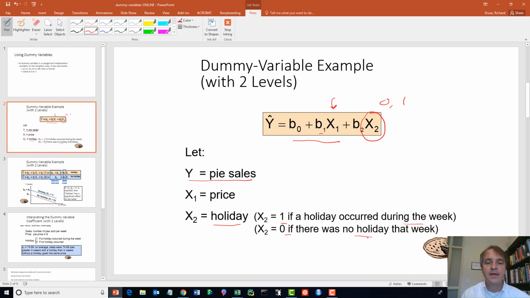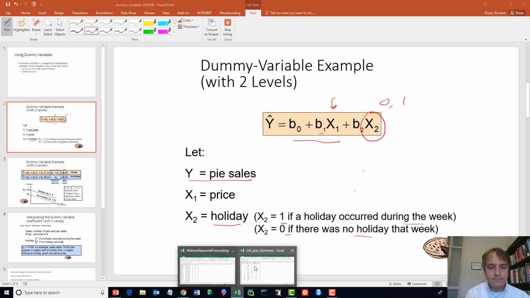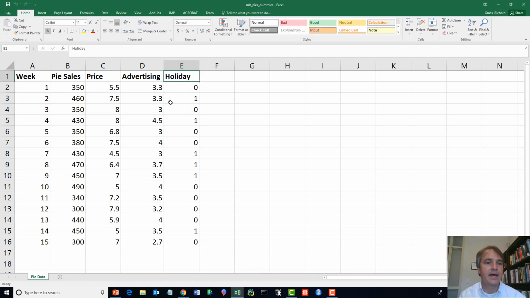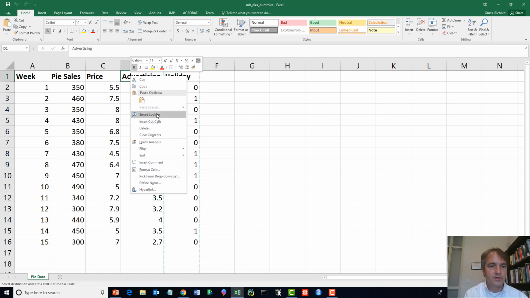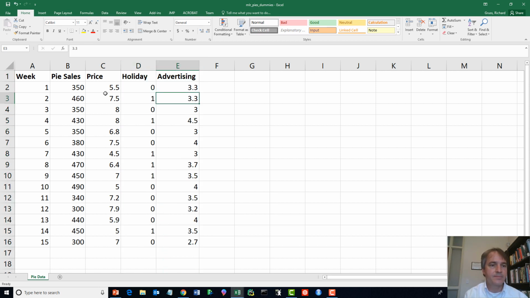Let's go ahead and do that, and then talk about, on a theoretical level, what happened to those lines in the regression. So we've got our good old pie data here, and we just want to do price and whether there was a holiday. To make the selection easier, I'm going to move this row over here, insert cut cells, because I want to be able to select these two.